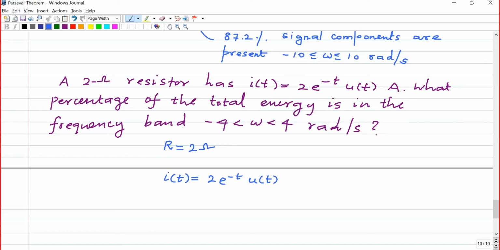So we know power is I square into R. Okay. So here the resistance value is 2 ohms. Okay. So first let me find out I of omega, which is 2 over 1 plus j omega. Is it right?